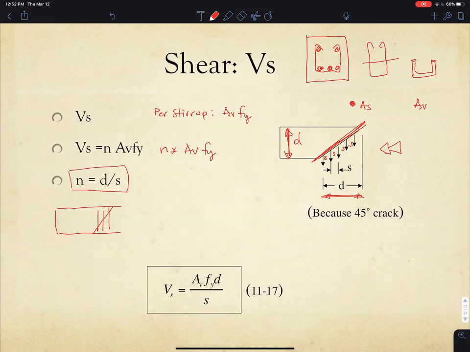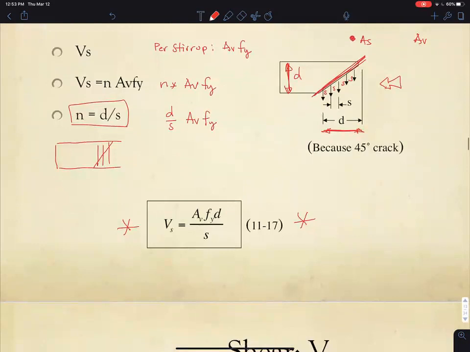So the total shear strength is the number of stirrups, d divided by s, times the strength of each stirrup, the area times Fy. And thus we get the steel strength, the shear strength due to steel, for a reinforced concrete beam like this.